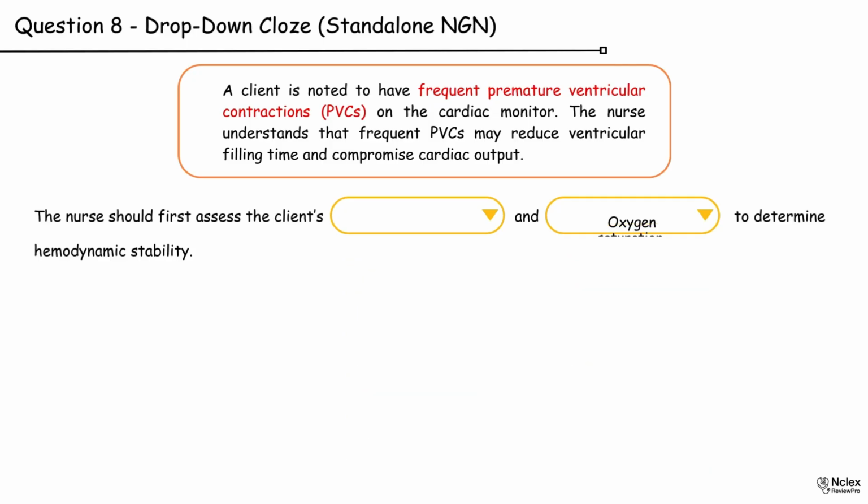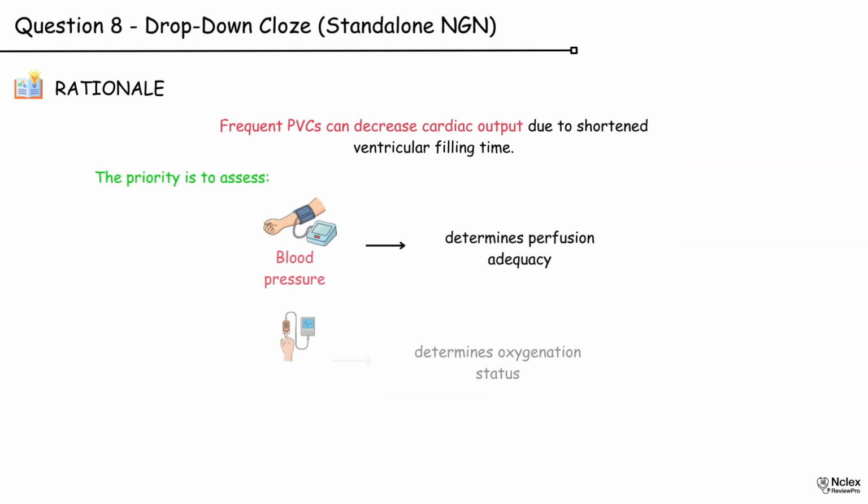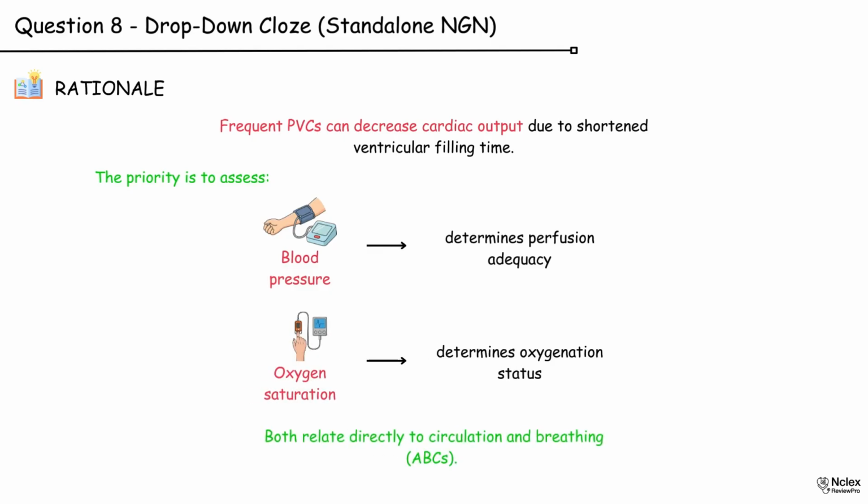The correct answers are blood pressure and oxygen saturation. Now let's reason this out clearly. Frequent PVCs can shorten ventricular filling time. Shortened filling time can reduce cardiac output. When cardiac output drops, perfusion suffers. So before you investigate why the PVCs are happening, you must determine whether they are affecting circulation or oxygenation.